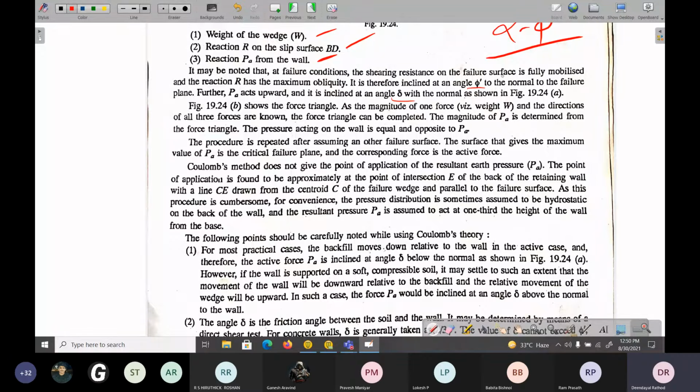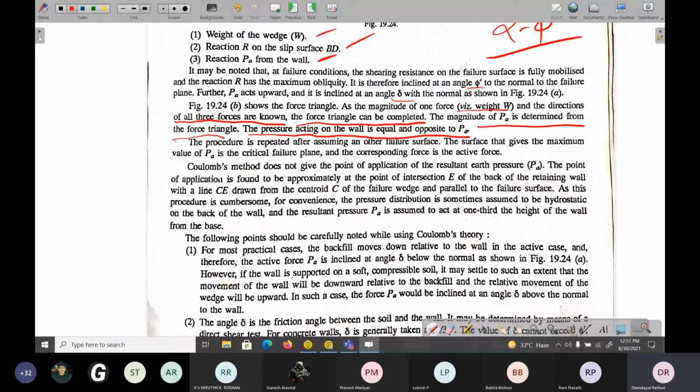And figure 19.24 shows the force triangle, as the magnitude of one force and the direction of all three forces are known. So a force triangle can be completed, okay. So the magnitude of PA is determined from this force triangle. The pressure acting on the wall is equal and opposite in direction. Whatever we find out as PA on the wall would be equal and opposite, so we are representing this PA in the opposite direction.